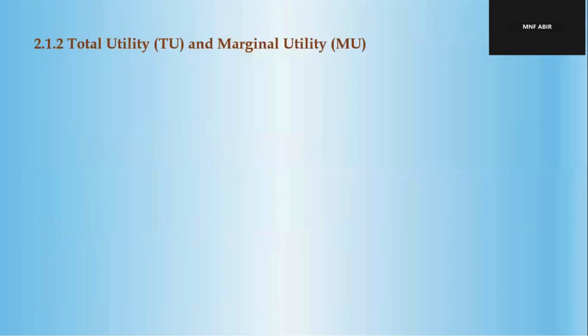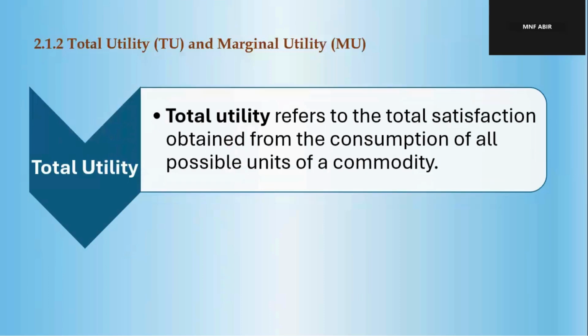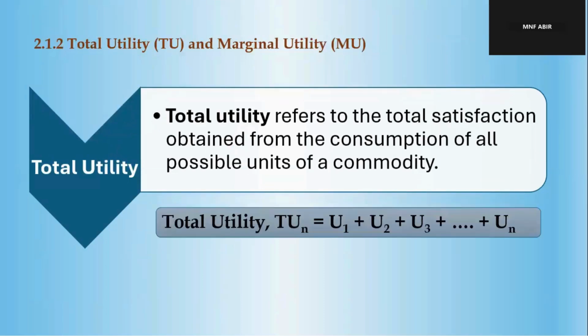Now, moving on to our next topic, total utility and marginal utility. Total utility or TU is the overall satisfaction a person gets from consuming a certain quantity of goods. Suppose you are eating three apples, the first apple gives you 10 utils, the second apple gives you 8 utils, and the third apple gives you 6 utils. So the total utility you get from consuming 3 apples is 24 utils.